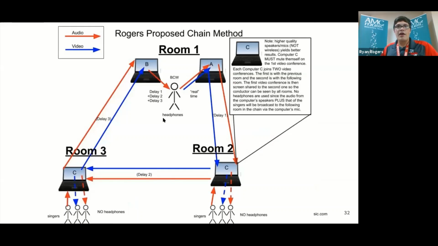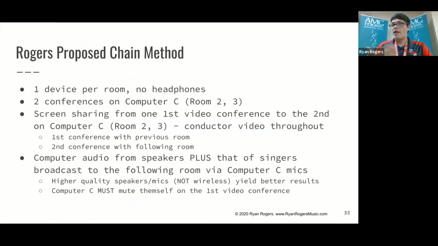So then after this testing, I thought, well, if you could get on two video conferences at once on one device, you could cut the number of devices needed in half. So I've sort of developed a chain method as well. Again, go ahead and head to my website if you want to read about this. Not ready to be rolled out, but could be useful if you want to go down that rabbit hole.